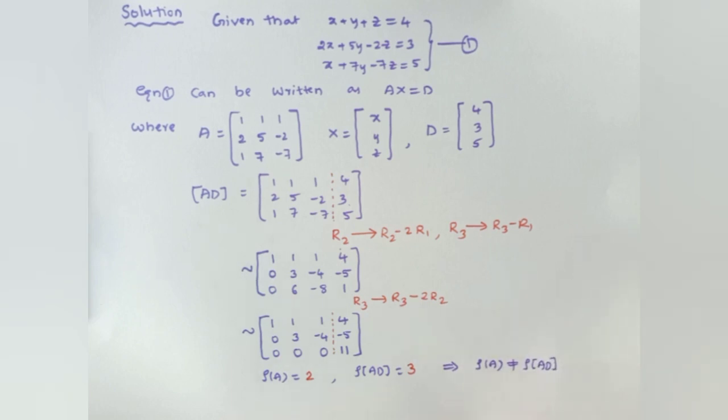Now what can we conclude? We can conclude that the system has no solution, or the system is inconsistent. Inconsistent means no solution. There is no need to find a solution. When should we find a solution? If the given system is consistent. If consistent, then it has a solution. Now it is inconsistent, so there is no solution for this.